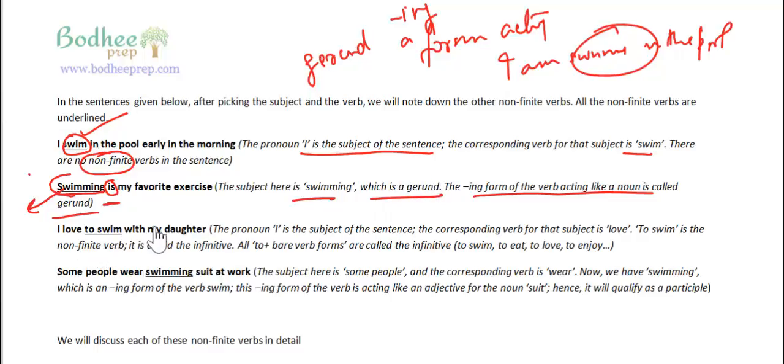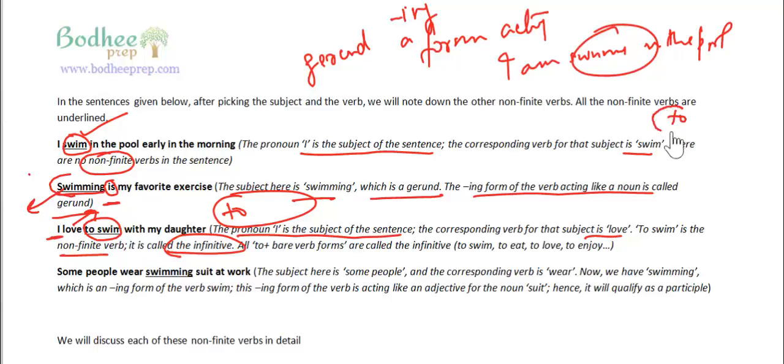I love to swim with my daughter. So I is the subject of the sentence, love is the verb, and to swim again is the infinitive, right? The pronoun I is the subject of the sentence. The corresponding verb for that subject is love. I love something. To swim is the non-finite verb. It is called the infinitive. All the infinitives basically have the to before them. So if you want to identify the infinitive, it will always take the word to before it.